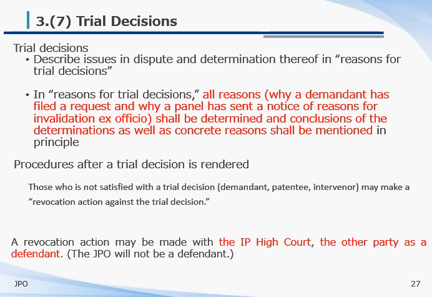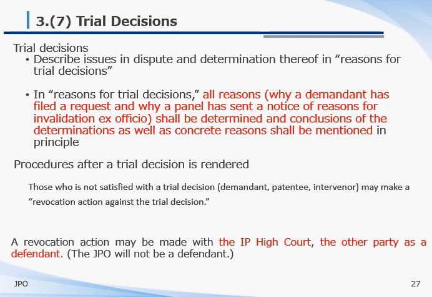As the proceedings have progressed, the parties' allegations have been fully made, and the case is ready for a trial decision. The panel makes a trial decision. A trial decision shall describe issues in dispute and determination on these issues. The panel should determine all reasons for invalidation and indicate its conclusion and concrete reasons. If anyone, i.e., a demandant, patentee or intervener, is not satisfied with a trial decision, he or she can make a revocation action against the trial decision with the IP High Court.